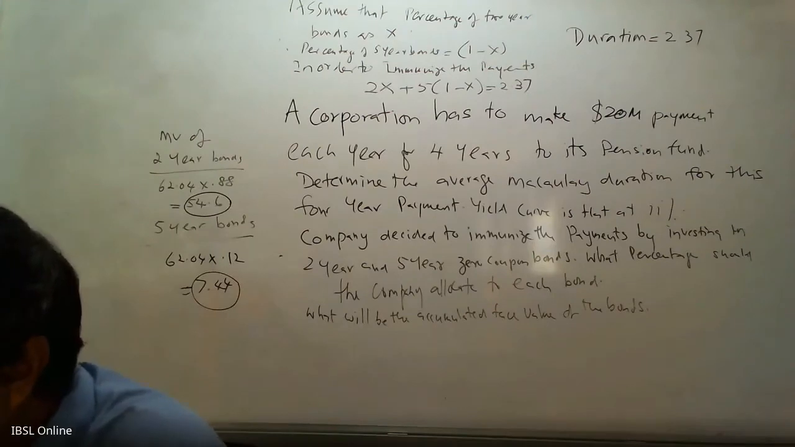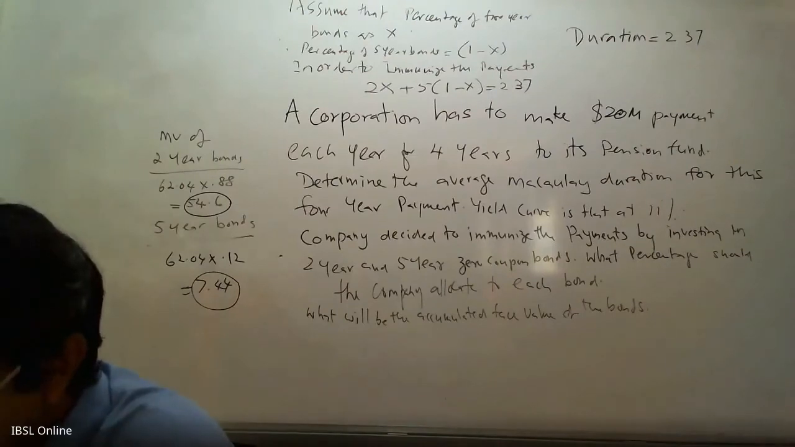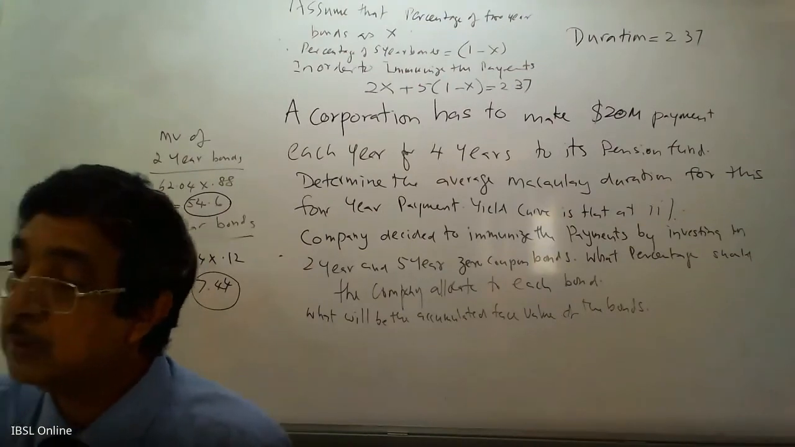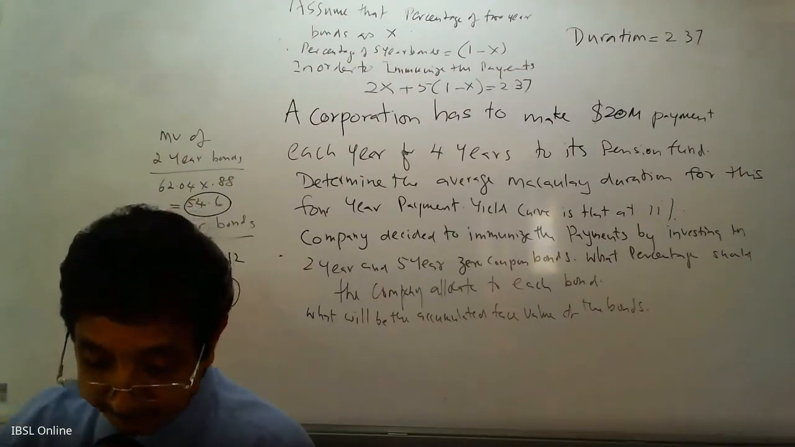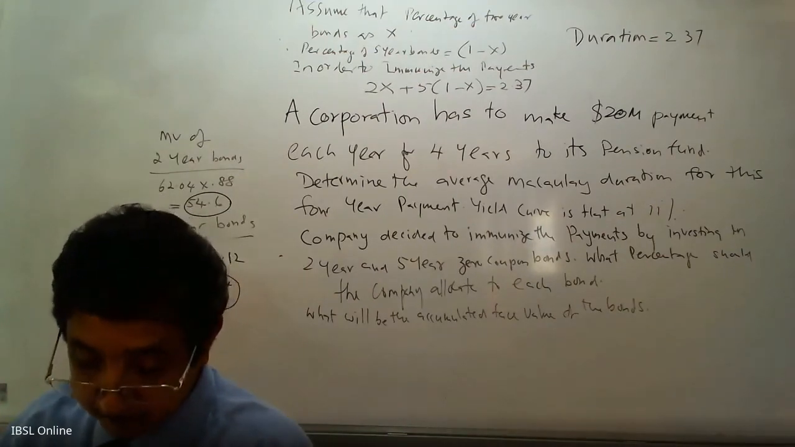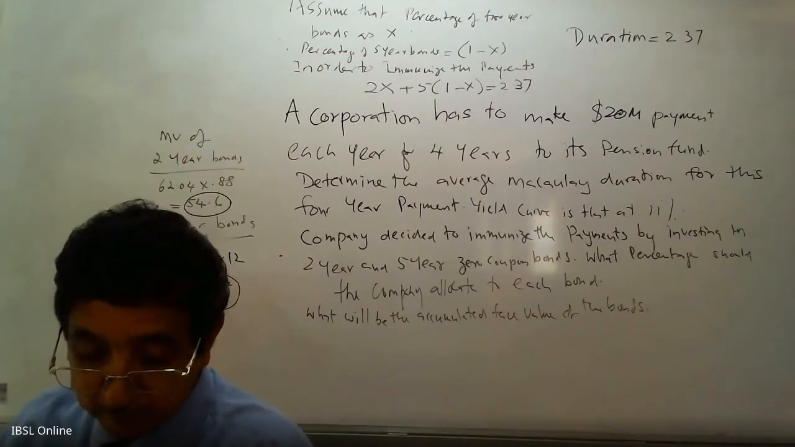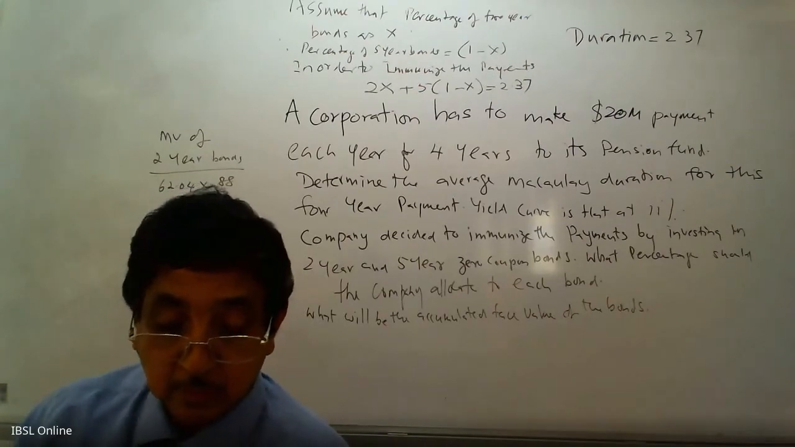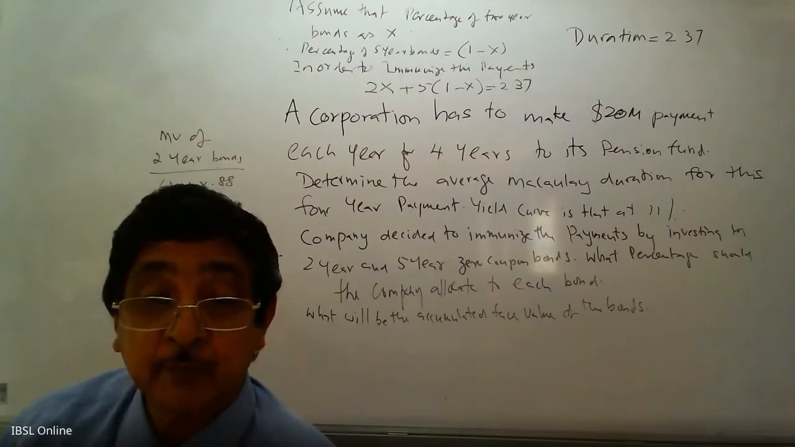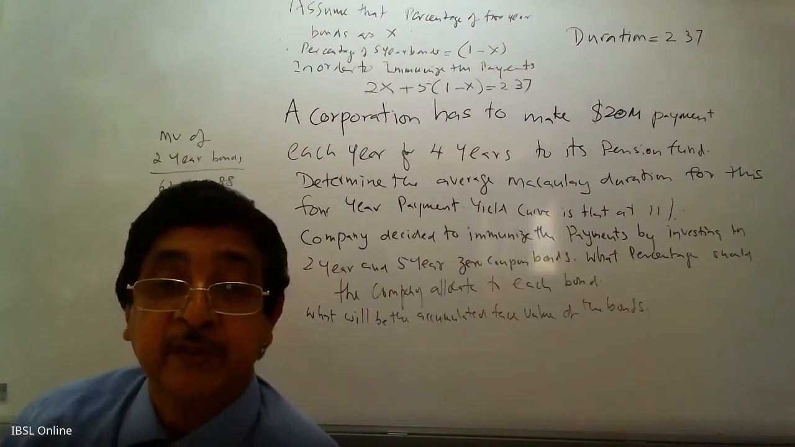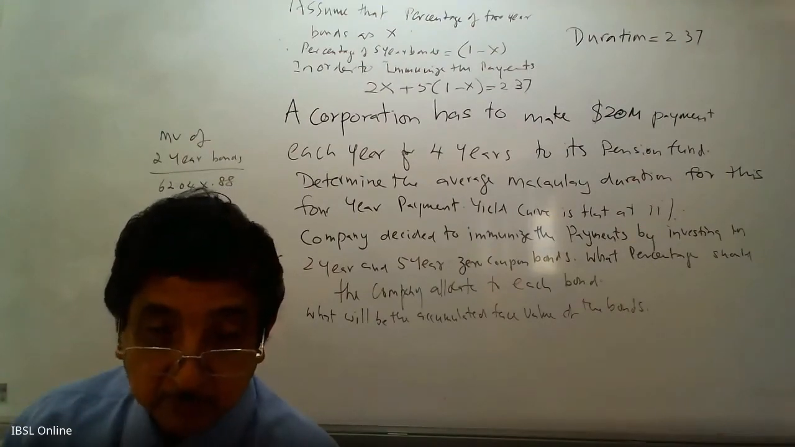$66.06. Is that correct? 54.6 into 1.11 to the power 2. 1.11 to the power 2. Yeah, the answer would be 67.27. Yeah, 67.27 is the value for 2-year bonds.